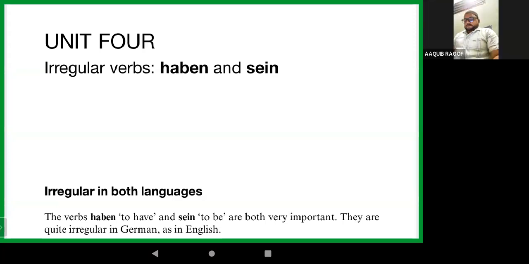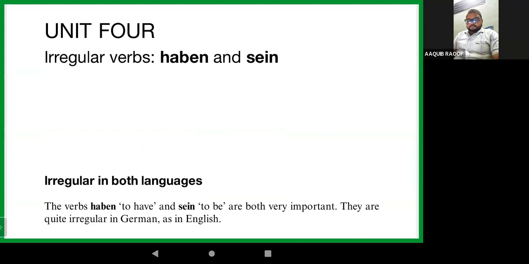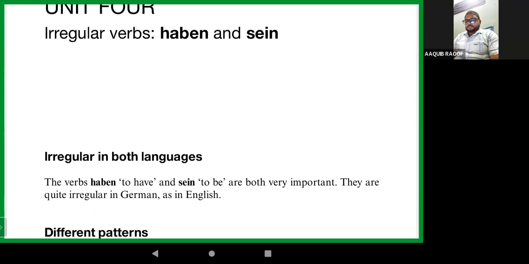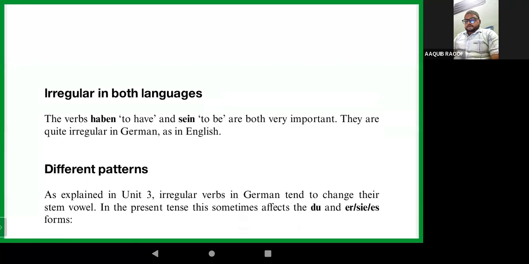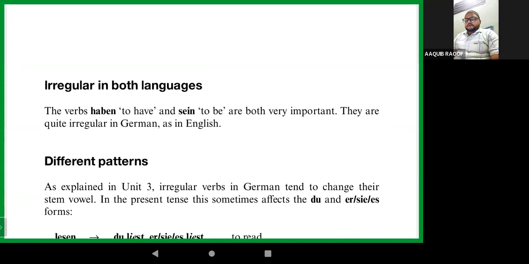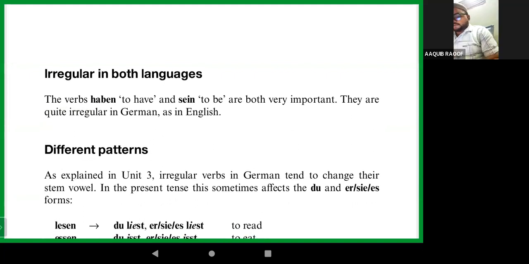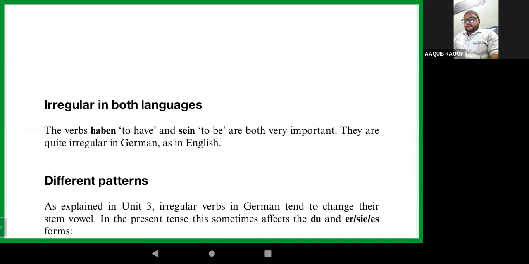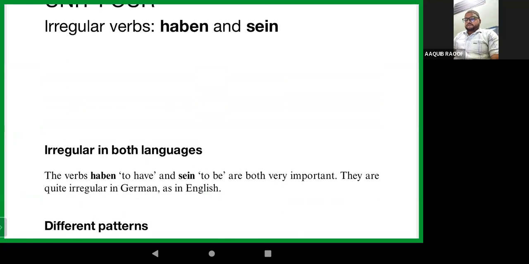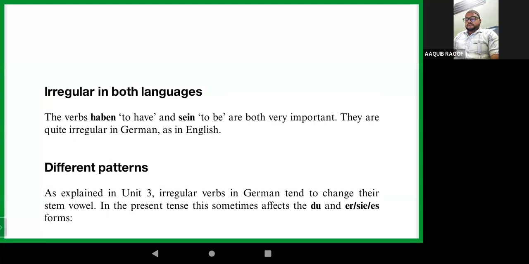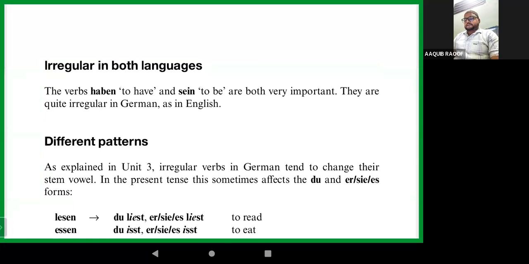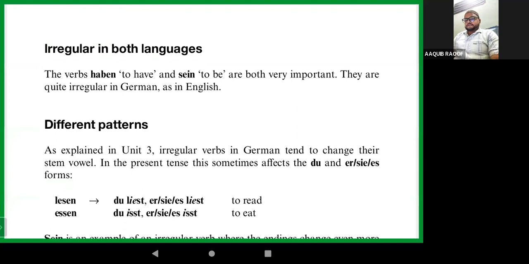Today we are starting the next chapter from where we ended in the last class. Haben and sein, irregular verbs. Irregular in both languages. Now let's compare this haben, to have, and sein, to be. Let's check in both languages. What is the difference between English and German?